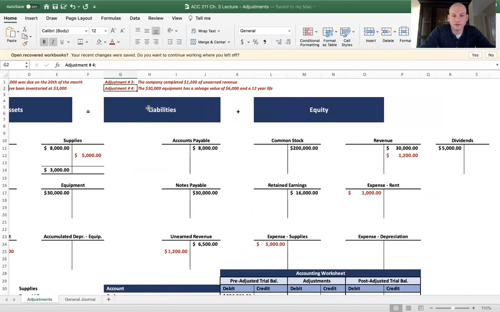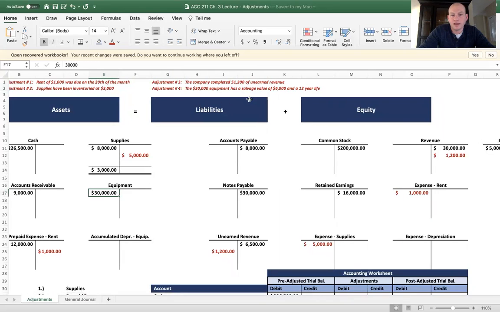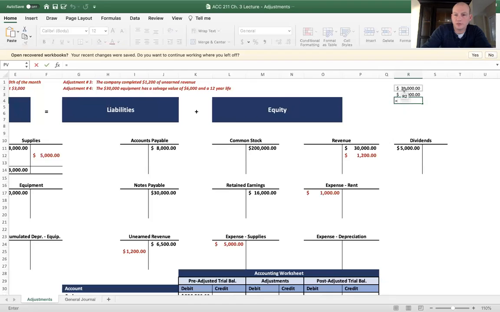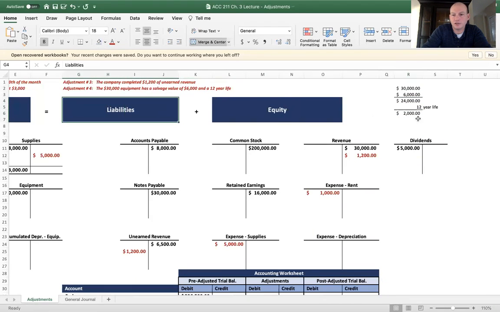So we can see here that the $30,000 piece of equipment has a salvage value of $6,000 and a 12-year life. I'm just going to do my calculations over here. We have $30,000 as the purchase price and $6,000 as the salvage value. That means this piece of equipment is going to depreciate $24,000 over a 12-year life, which means it's going to depreciate $2,000 per year.